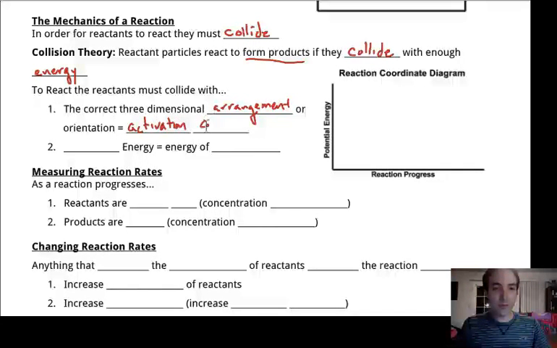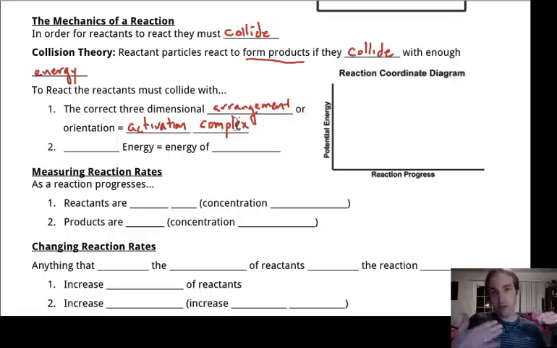So, activation complex. In other words, you could think of it as two reactants approaching each other, and as they collide, they're going to interact to form the product. But if they don't collide in the correct way, they're just going to bounce off and nothing will happen.